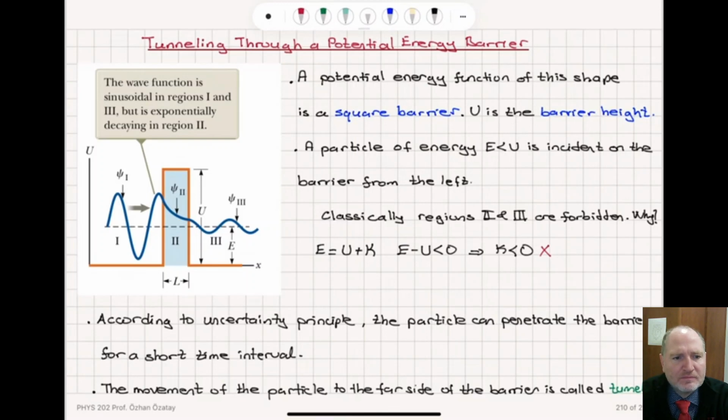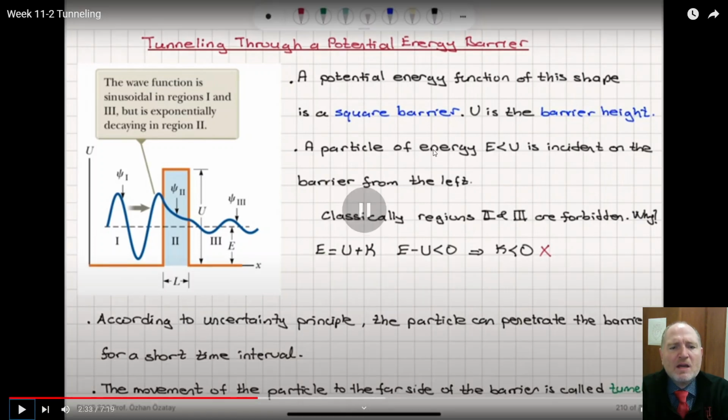However, quantum mechanically, this is possible. According to the uncertainty principle, the particle can penetrate the barrier for a short time interval. I really like that connection, right? So to say that there is a discrepancy in the energy, right? So this is not allowed. Just doesn't make any sense.